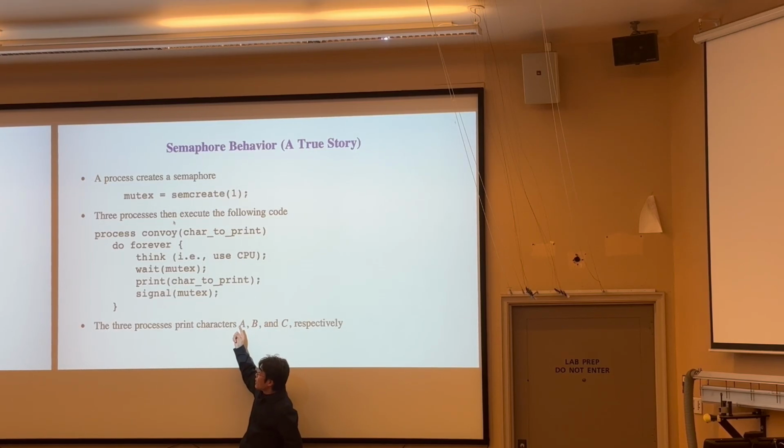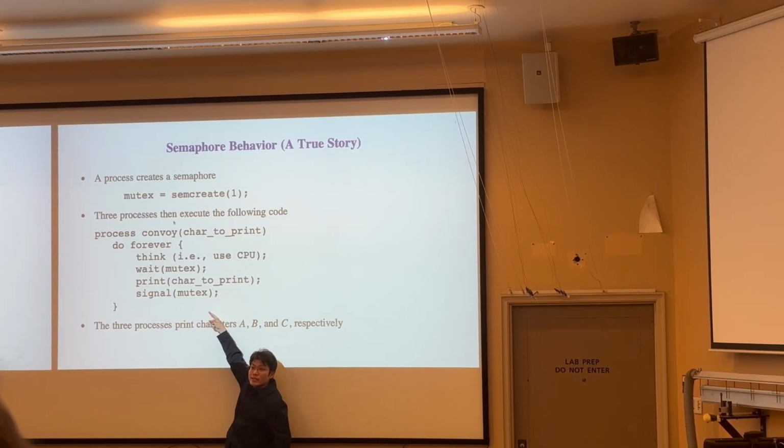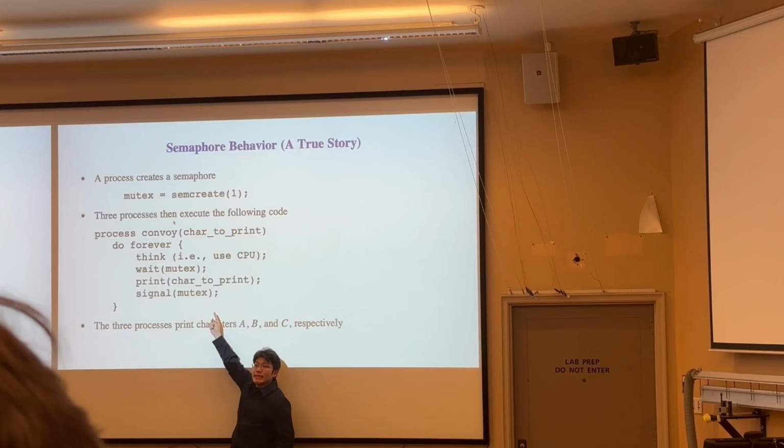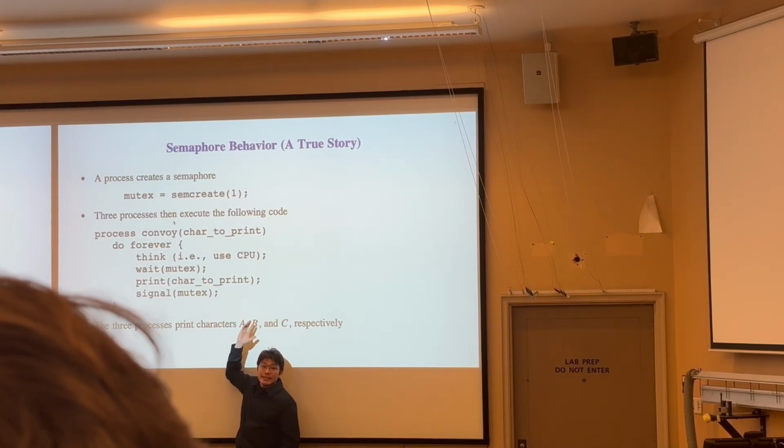Then process A gets switched back in, prints A, and calls signal. Signal will wake up process B, which is in the semaphore's list. After it wakes up, process B goes into this critical region, prints B, and then calls signal. When it calls signal, it will wake up process C.